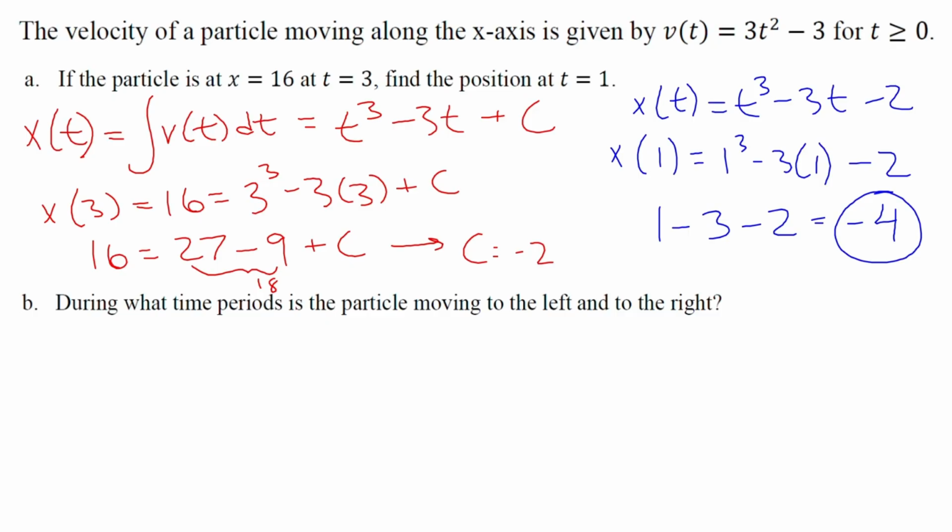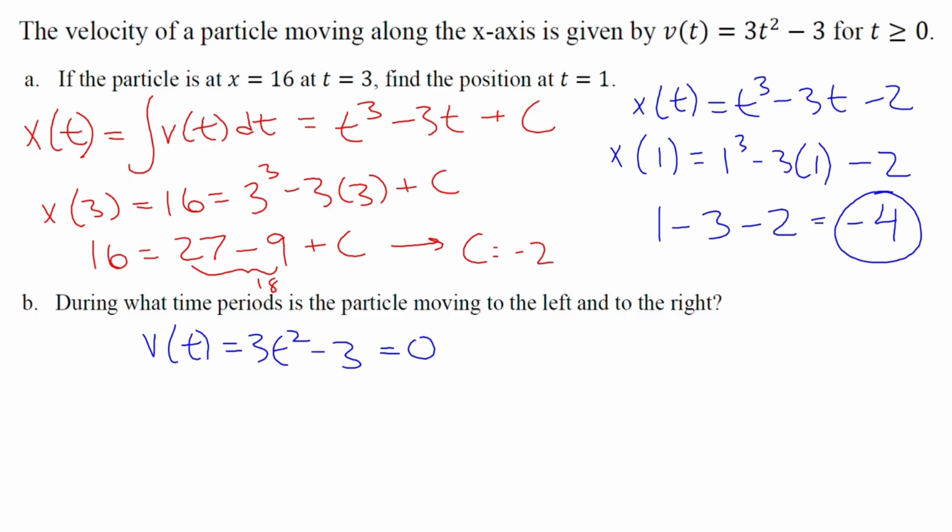Now, the second part of this is asking us, when is the particle moving to the left and when is the particle moving to the right? Well, particles move to the left when their velocity is negative, and they move to the right when the velocity is positive. So we just need to see when v of t is greater than 0 and when it is less than 0. So what we'll do is we'll just set v of t, which was 3t squared minus 3, equal to 0, because that tells us when it might change from positive to negative.